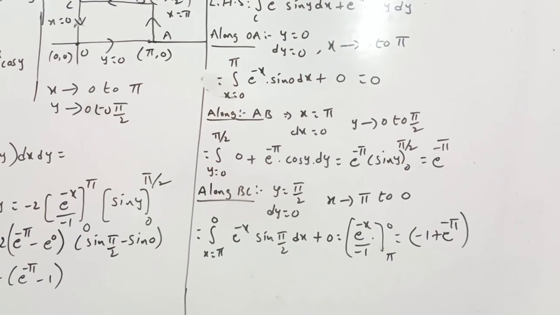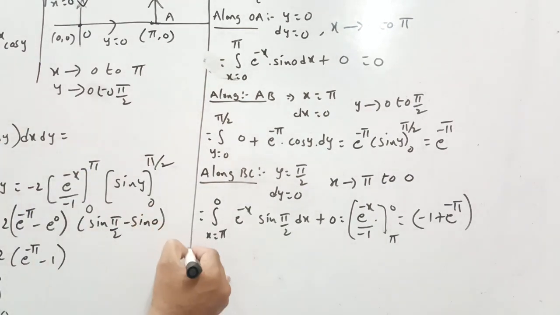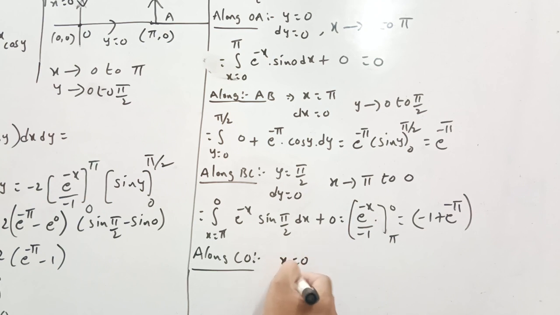Next, the last case. It's a very lengthy problem. Along CO, x is equal to 0, dx is equal to 0, and y is changing from pi by 2 to 0. The diagram is also not visible, right? So y is equal to pi by 2 to 0.